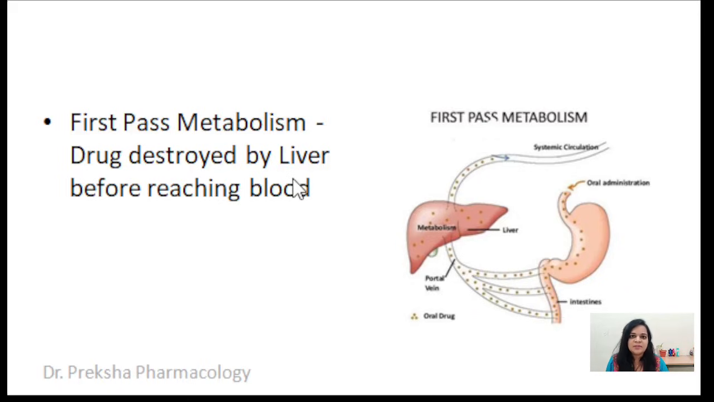So what is first pass metabolism? Drug which is destroyed by the liver before reaching into the blood or systemic circulation. So this is a very important concept for the MBBS students.